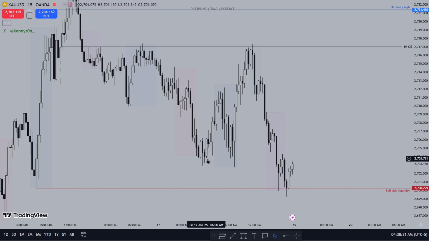So London close manipulation, got that on the sell side. After, if we get a London close manipulation, we have to target the next London.